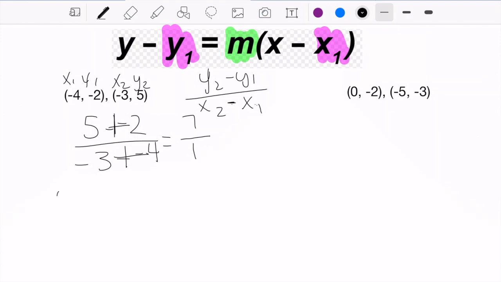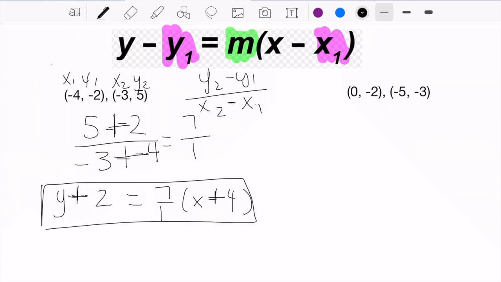Then we're going to write everything that is not highlighted. Our slope goes right here, which is 7 over 1. And then we have our point. So our x1 will go here. Add a line, change the sign. And then our y1 will go here. And again, add a line, change the sign. So that's what this would look like.